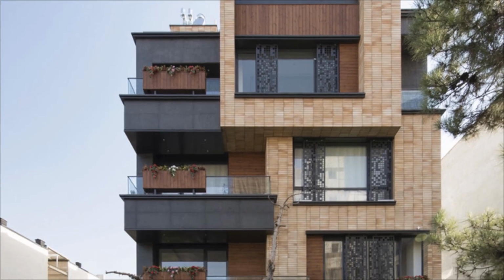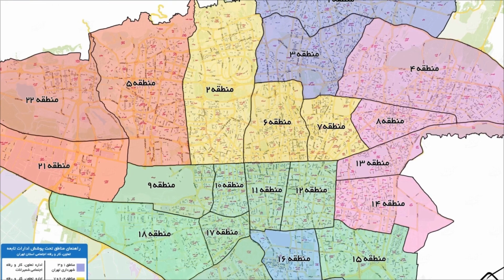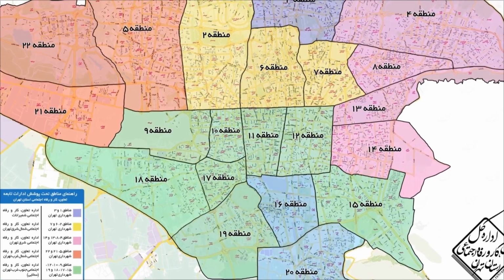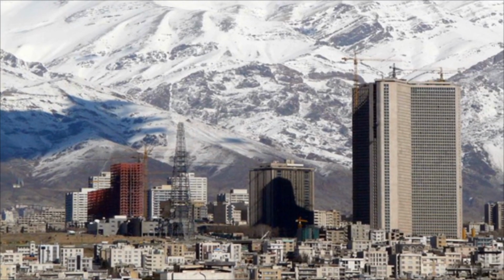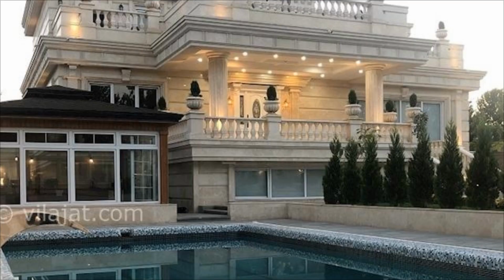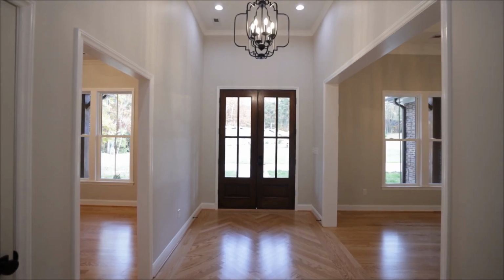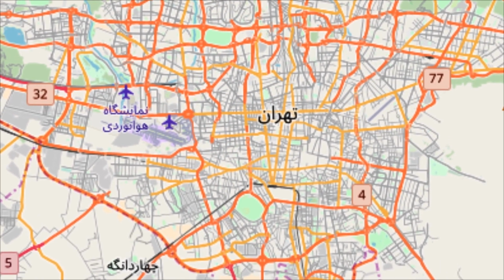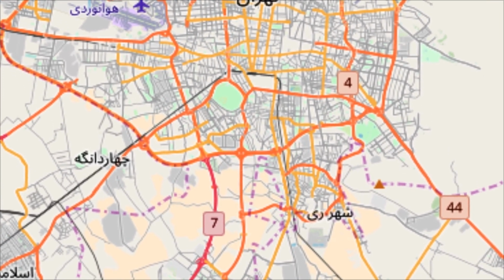Before we start looking at houses, let me tell you a little about Tehran. Tehran is divided into 22 municipal districts, and in general, housing prices increase as you move north. The northern neighborhoods are among the wealthiest parts of Iran, with luxury apartments and villas. Some properties there are extremely expensive, even by regional standards. On the other hand, the southern parts of the city are much more affordable. So let's start with the southern part of Tehran, alright?